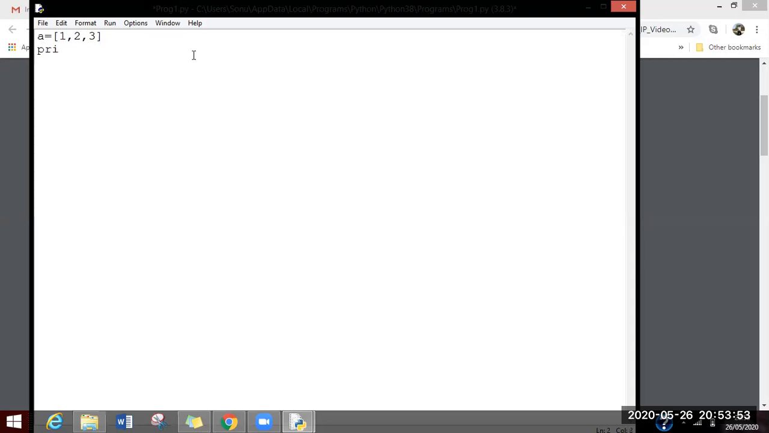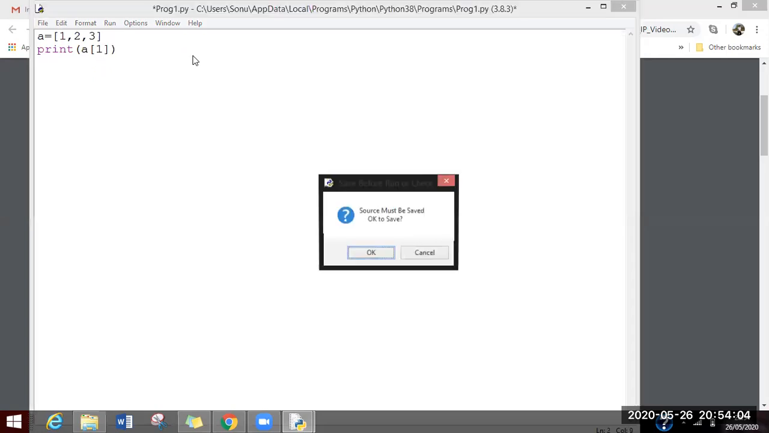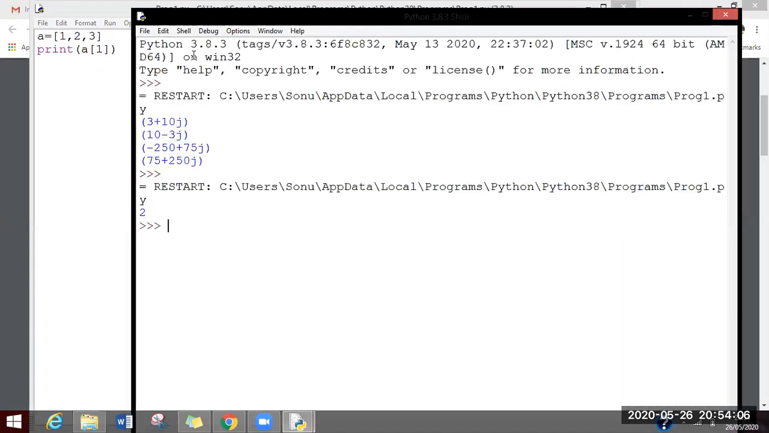So what we need to do is print a of 1. When we run it, we will have our answer as 2. As simple as that. No problems. Remember, as you were told in class 11, whenever you are saving a program, save it with the extension .py.